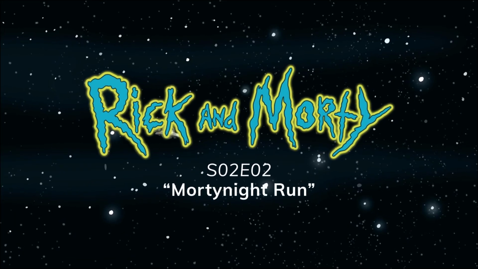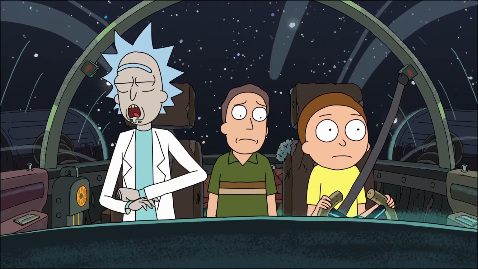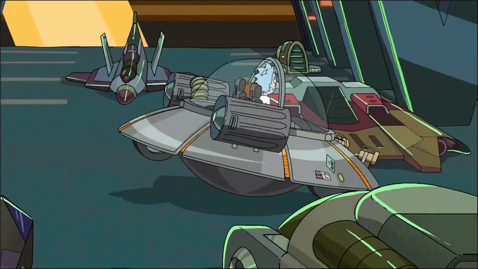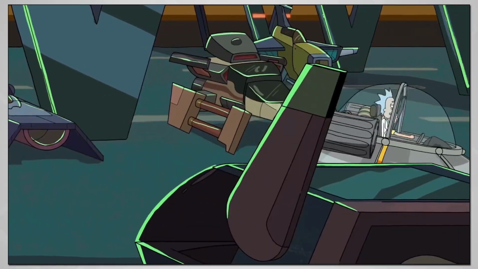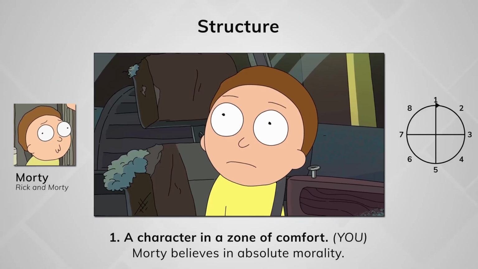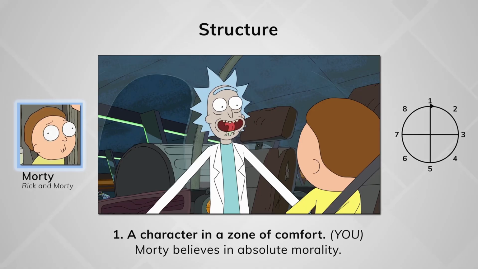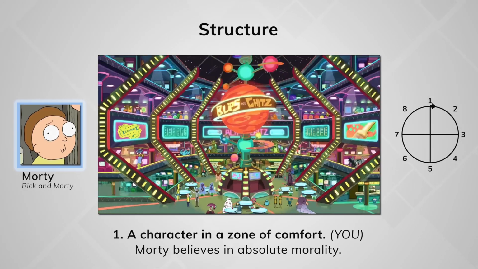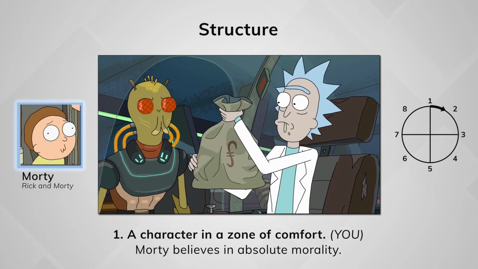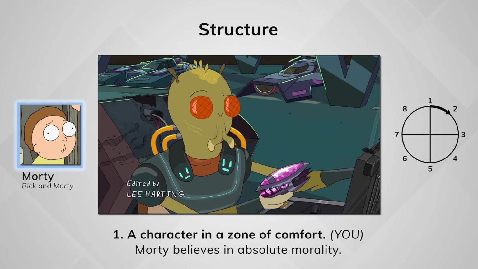So let's break down how this Rick and Morty episode fits into the story circle, and also show how the characters' actions are motivated by their beliefs. At 1, our character is Morty. Morty believes in an absolute morality. Rick stands on the other side of the moral spectrum. He does not believe in any sort of objective morality. In the very beginning, Morty encounters a philosophical problem. Rick sells a gun to an assassin.